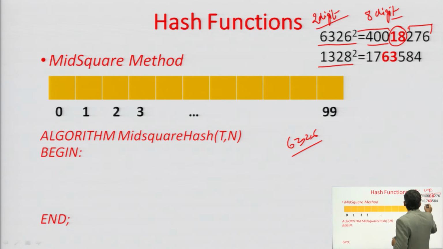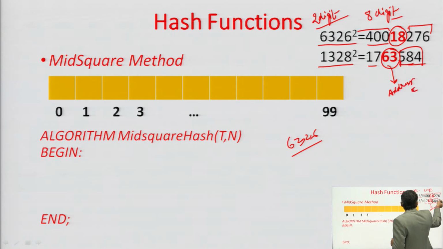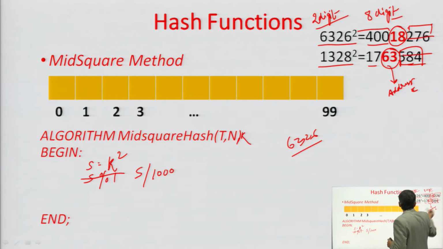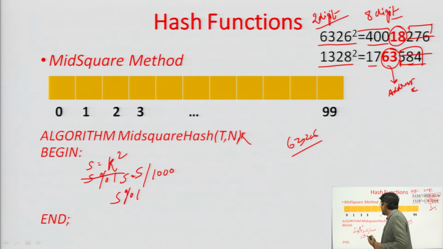Similarly, if you have 1328, you are getting a 7-digit number. In this number you discard 3 digits from the right. After this, the 2-digit number will be the address. So what you are targeting is this: take the square of the key, let's say the square of the key is denoted as S. Then you divide this number by 1000. This will discard the last 3 digits. Whatever remains, you take its modulus with 100. This actually will be the location of the given key in the hash table. Return this remainder R.